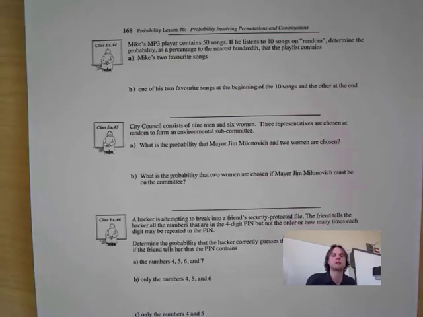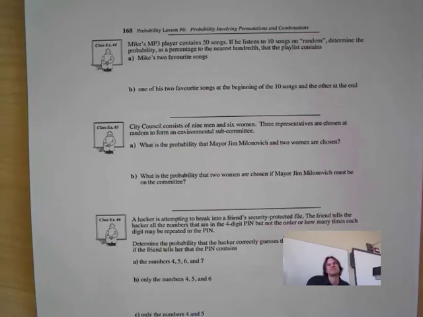So, example 4 says, Mike's MP3 player contains 50 songs. If he listens to 10 songs at random, determine the probability as a percentage to the nearest hundredth that the playlist contains Mike's 2 favorite songs. So, we're looking at this. Does order matter in this first one? It just wants his 2 favorite songs.